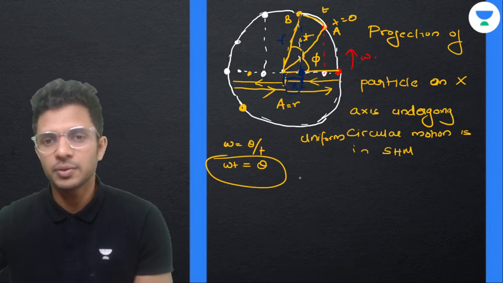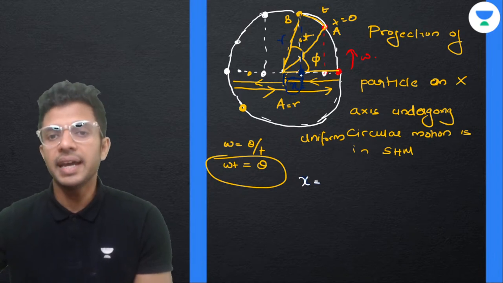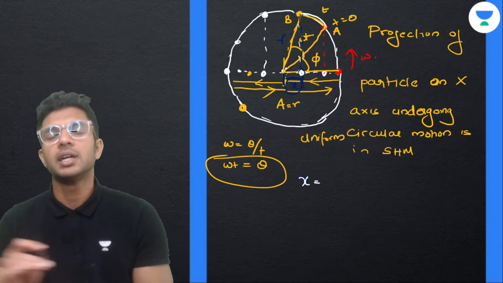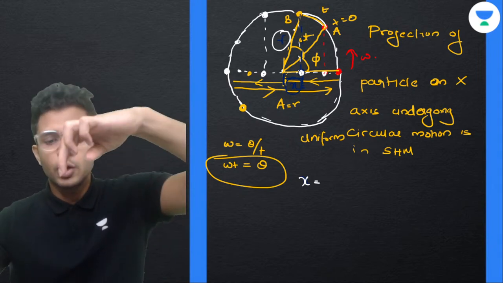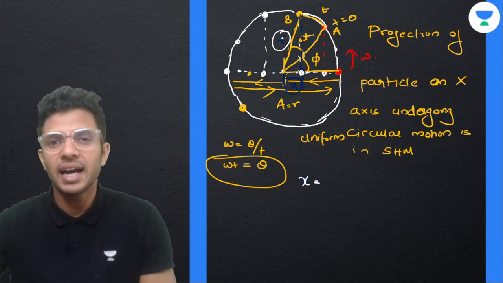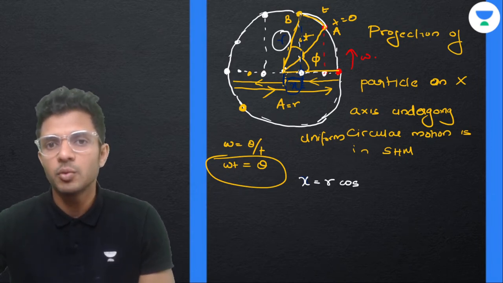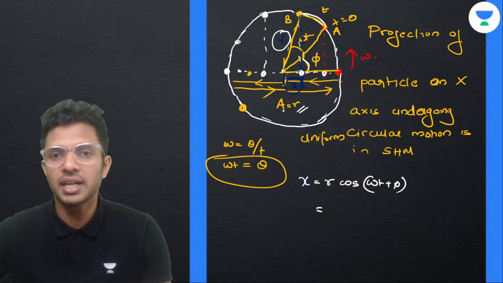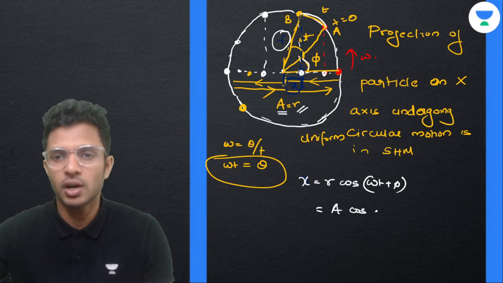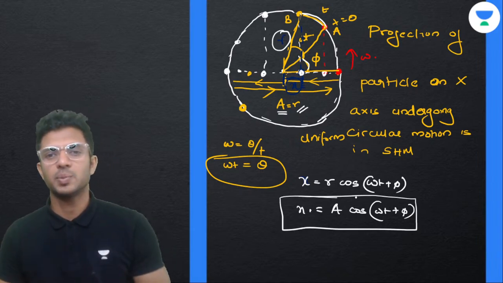So that x value, which is the current displacement or projection of the particle from the mean position, will be equal to the horizontal component of r, isn't it? And how can I find the horizontal component of r? That is equal to r cos of the total angle made by the point with the horizontal, which is phi plus omega t, that is omega t plus phi. And we already know this r is equal to the amplitude, as we have written radius is equal to amplitude. So x equals A cos(omega t plus phi). This is our formula for displacement.